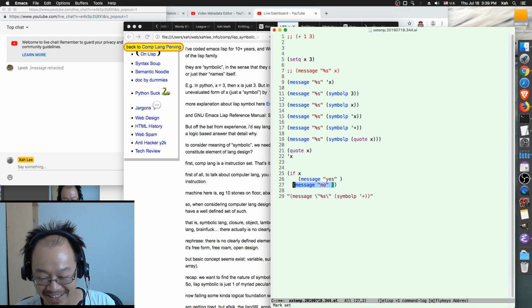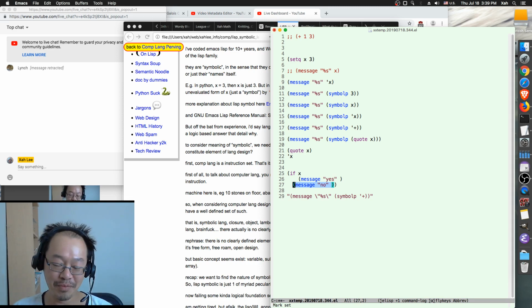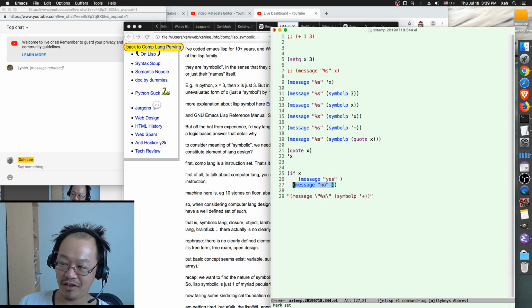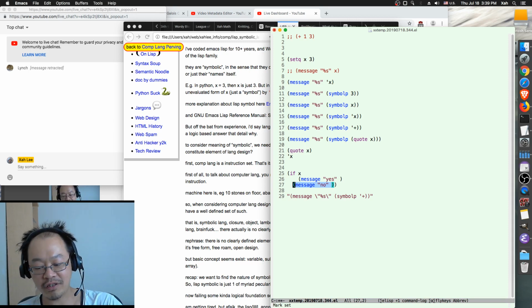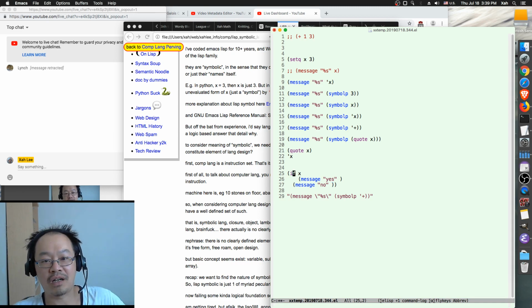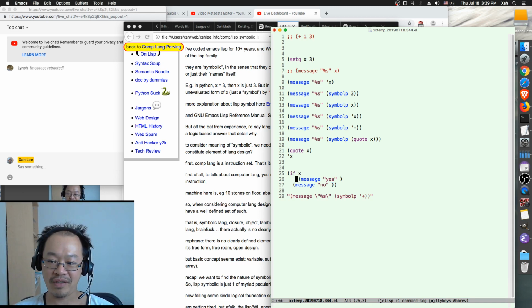And so normally when you call a function, all the arguments will be evaluated. But if you have a function like if, this doesn't work, because the purpose of if is that you only want to evaluate depending on this condition. So you have a problem here.